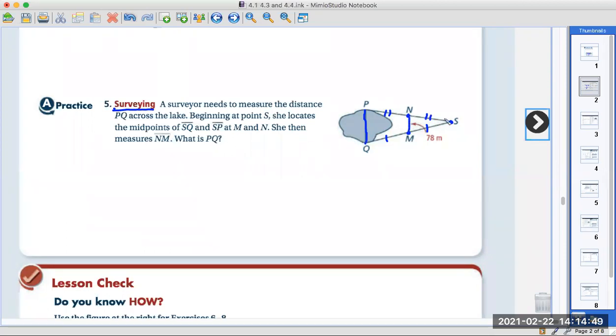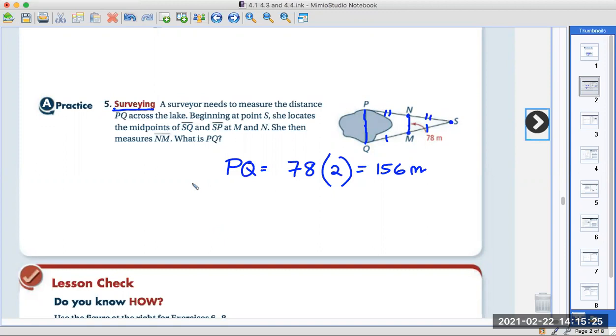She then measures NM. So apparently this is a shorter distance. You can measure it with a tape measure. It's 78 meters, but you can't measure it across the lake. So she knows now that this distance is twice this one. So PQ is 78 times 2, which is 140 plus 16, 156 meters. Okay, so that's an application of how you might be able to use that.